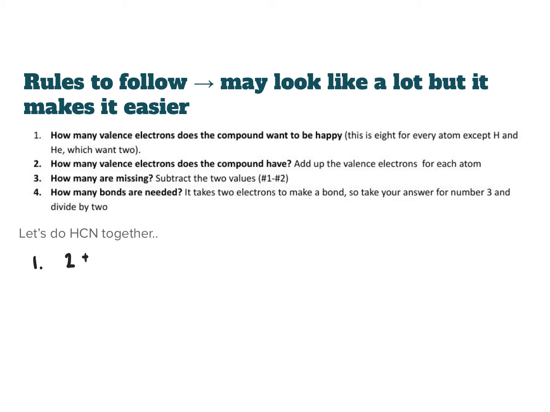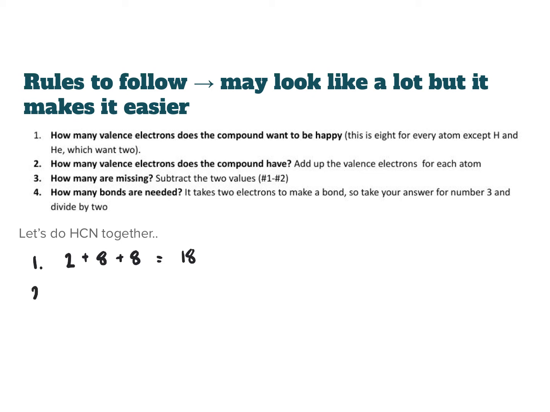Carbon has 4 valence electrons, but it wants a full outer shell, so it wants 8. And then nitrogen, the same thing. It also wants 8. So for each element, the answer is going to be 8, except for hydrogen and helium. But since helium's not really making any bonds here, you just ignore it and it's just for hydrogen. So we get a total of 18 right there.